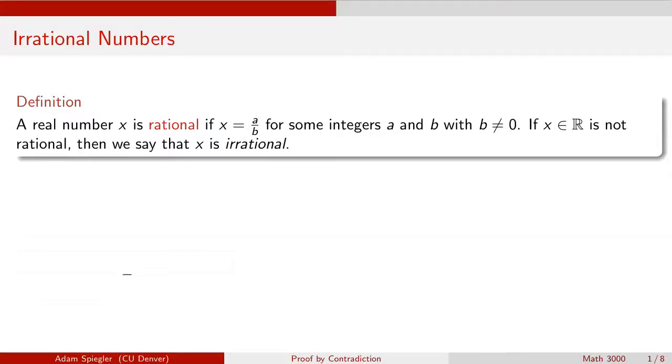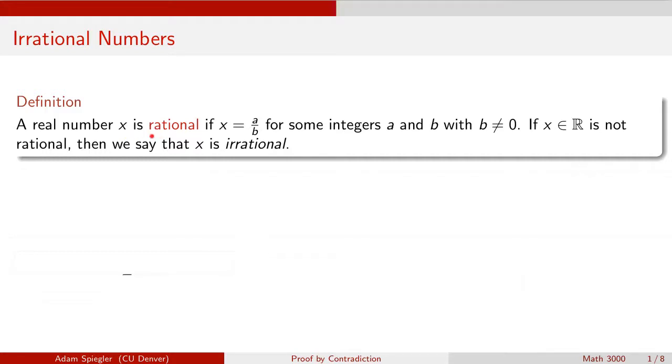Okay, hi everybody. So in this video, I want to introduce a new proof technique called proof by contradiction. To take a look at our first example, let's first make sure we define carefully what it means for a number to be rational.